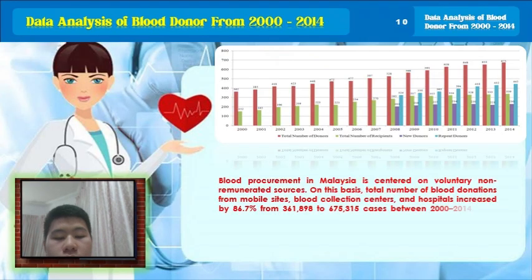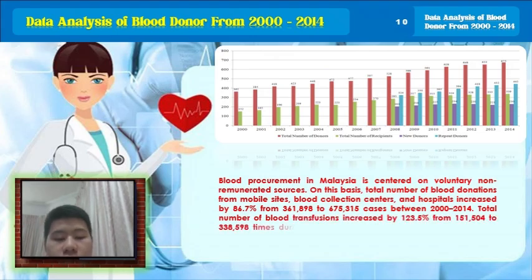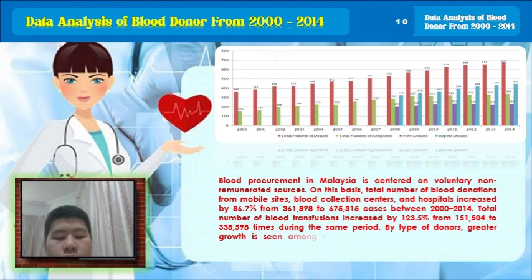The total number of blood transfusions increased by 123.5%, from 151,504 to 338,598 times during the same period. By type of donor, greater growth is seen among repeat donors, at 37.1%, compared to new donors, at 13.3%, between the years 2008 and 2014.